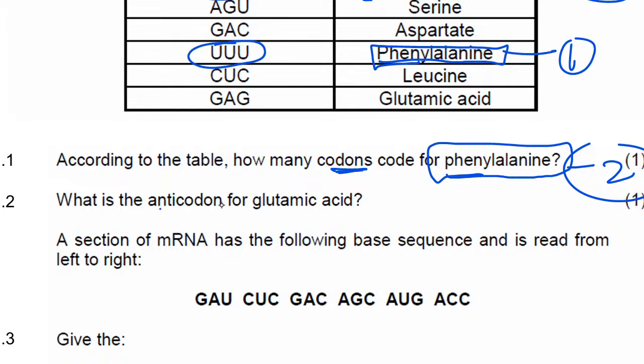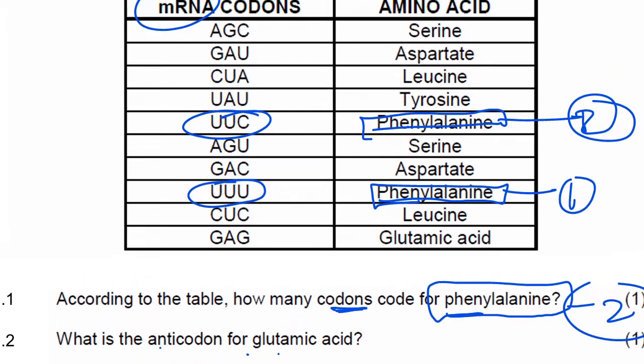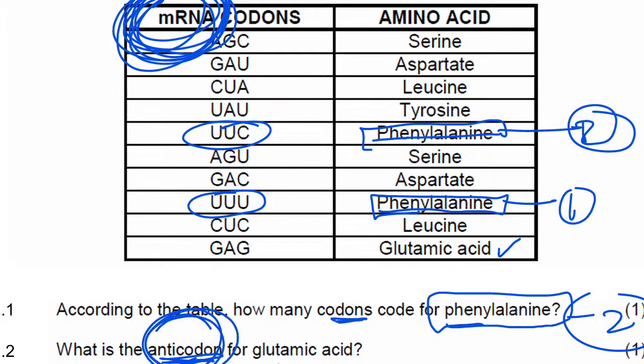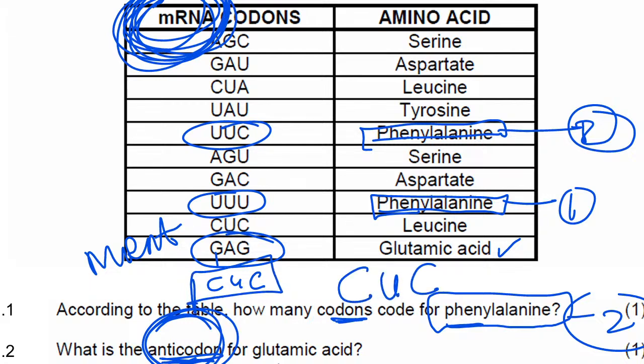What is the anticodon for glutamic acid? Glutamic acid is here. But they are saying, what is the anticodon? Because this is messenger RNA. Are you seeing? Because this one is messenger RNA, and they are looking for the anticodon, it means that I have to convert this into transfer RNA. So G goes with the C, A goes with the U, G goes with the C. So the answer is going to be CUC.